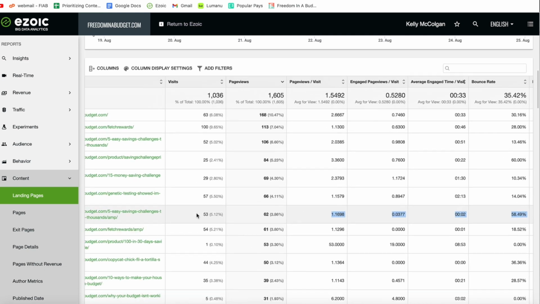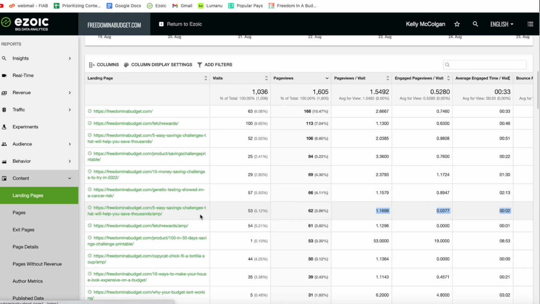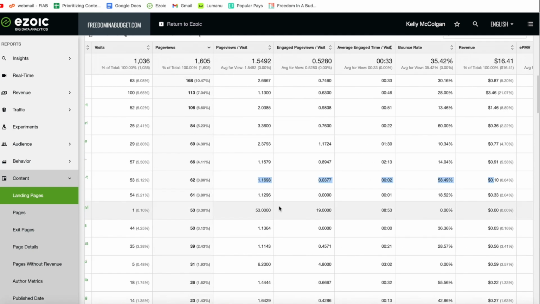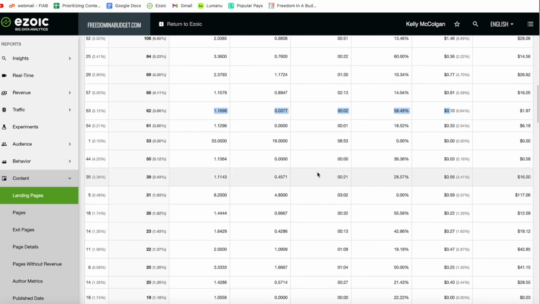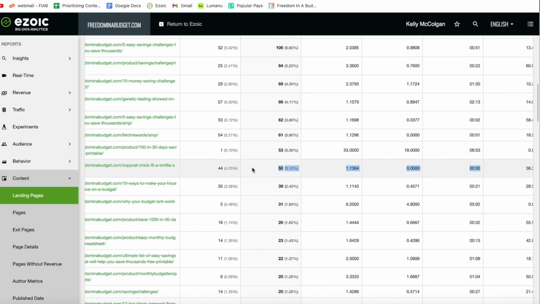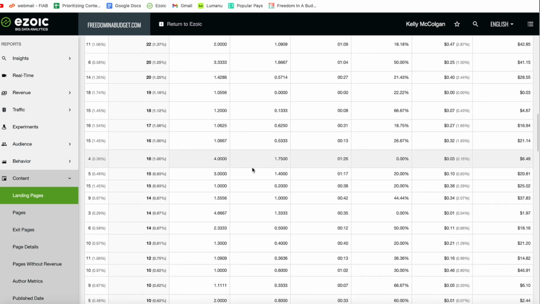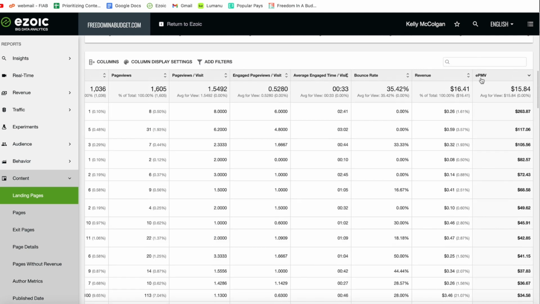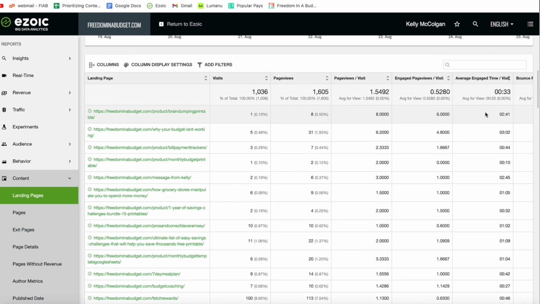What is this one? This is the 5 EV saving challenges. That did not do well at all. Then I can see this one. This one's only 58 cents. This is not doing well. It's the copycat Chick-fil-A tortilla. And then we can scroll through and see what are the highest ones. Then if you click EPMV, you're going to be able to see them in order of highest revenue. So this one here is the brain dumping printable. Then Why Your Budget Isn't Working. And we can see these in order of highest paying out.